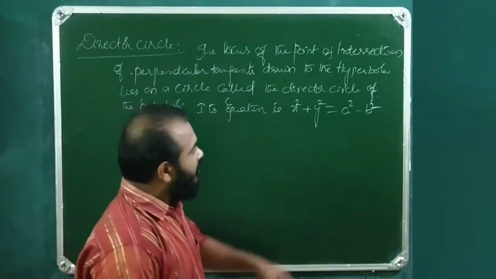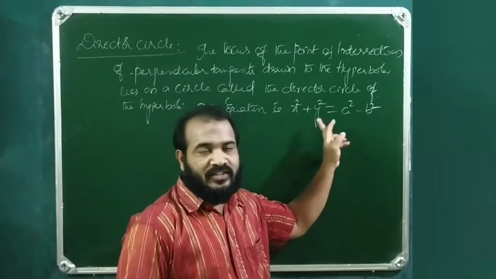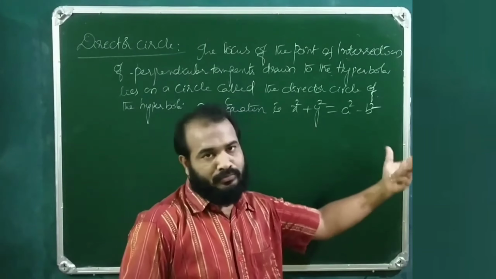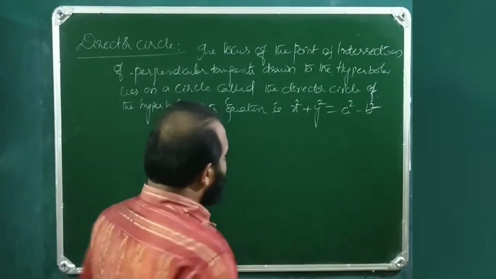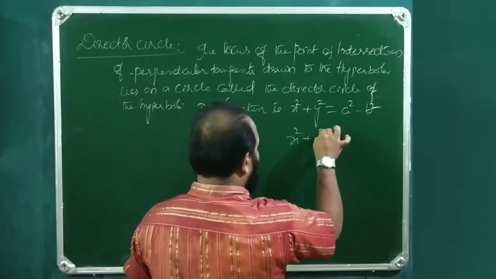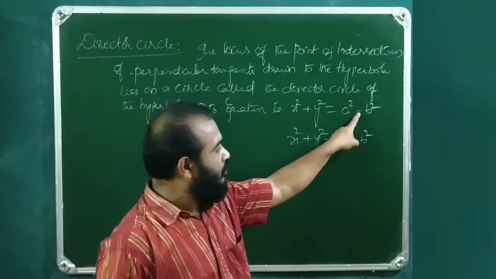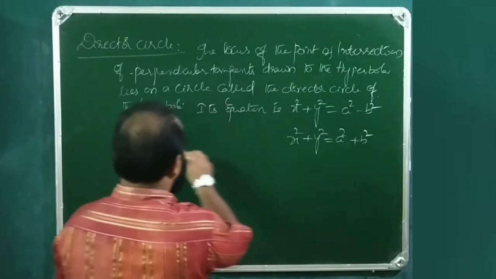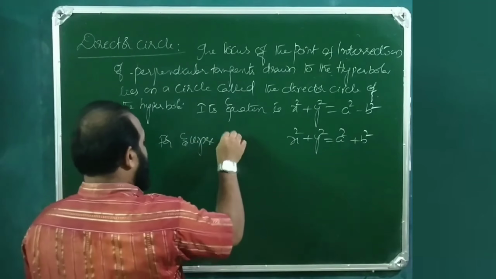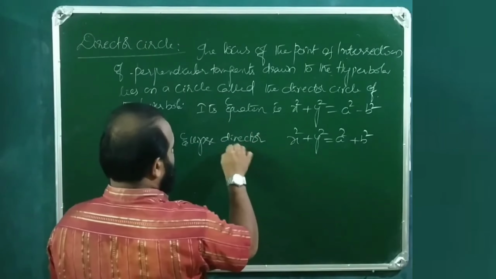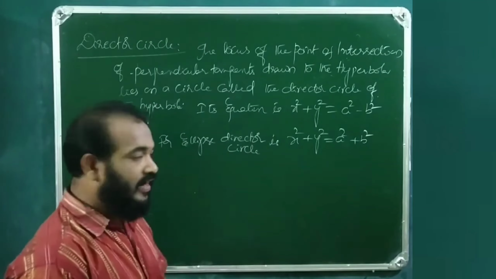Remember, the director circle of the hyperbola is not a new thing. We have already discussed the same concept in the ellipse. There, the director circle of the ellipse is x square plus y square is equals to a square plus b square. This is the only difference. Here it is minus b square, and for the ellipse it is plus b square. And what is the director circle that we have discussed there?